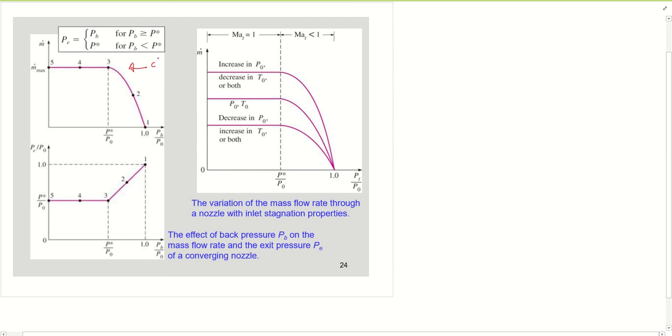Further reducing the back pressure will not affect the mass flow rate. The mass flow rate is constant after achieving the choke condition. As you can see, when the back pressure is lower than P critical, the mass flow rate is constant.